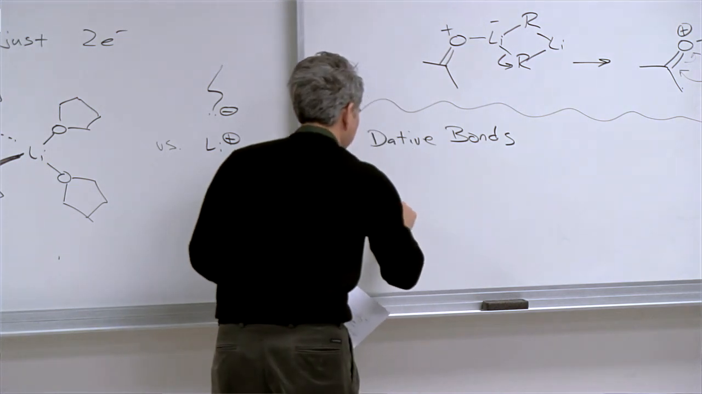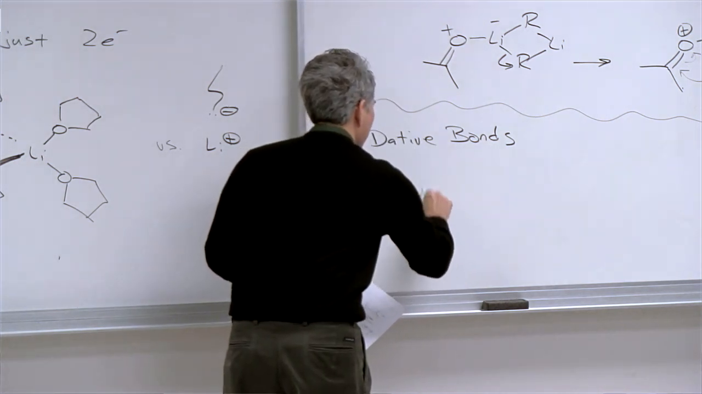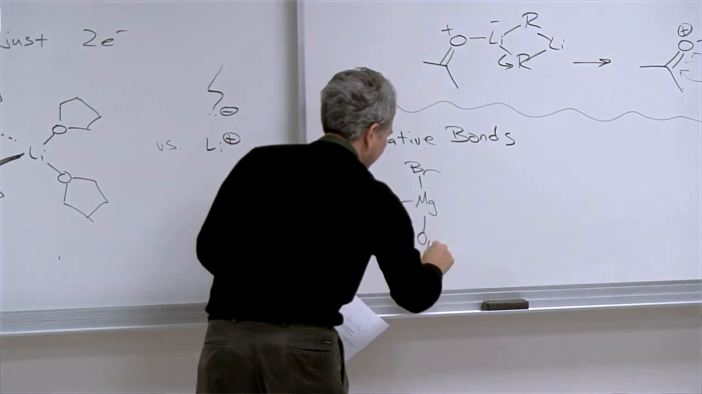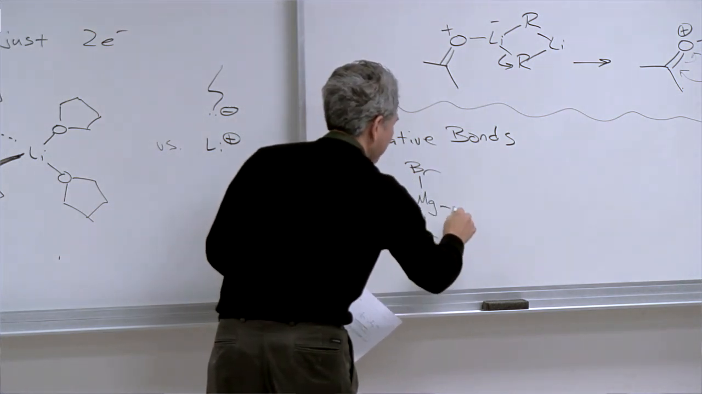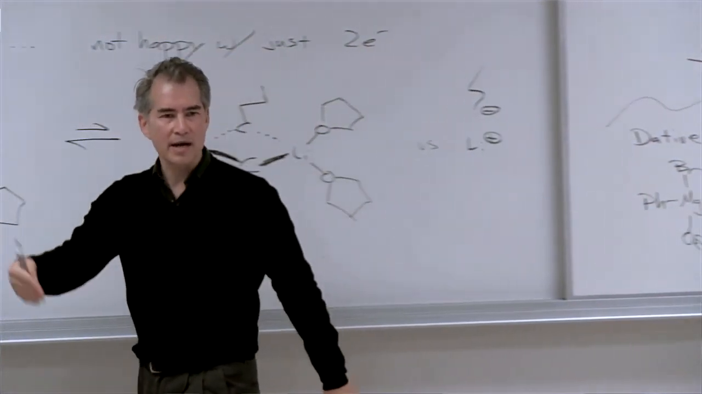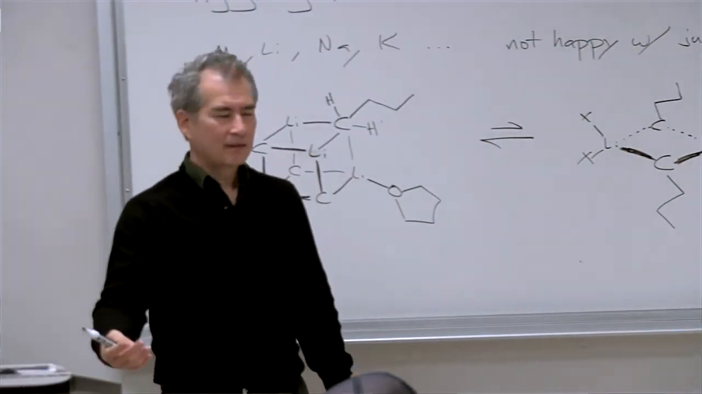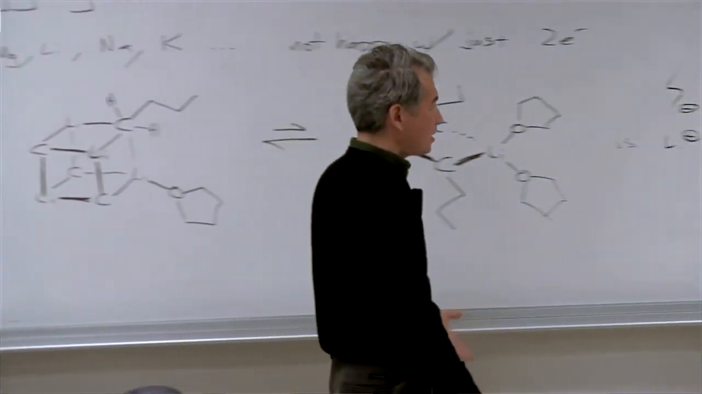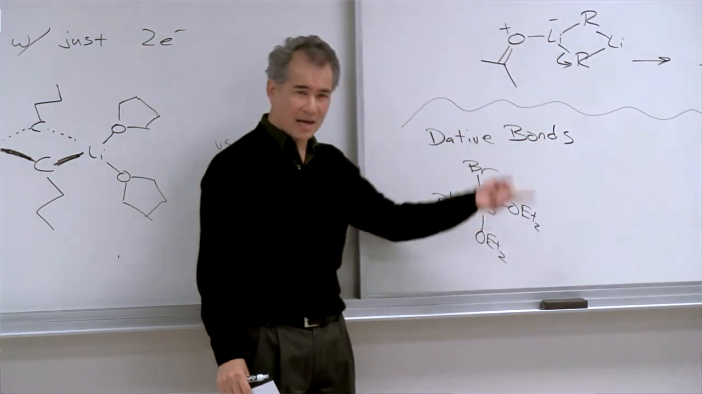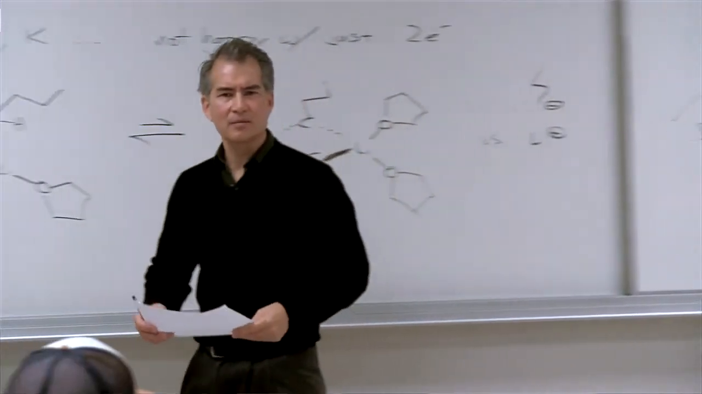So for example, if I draw a Grignard reagent like this, and I draw ether molecules on there that are coordinated. When you put Grignard reagents in ether, it's just like alkyl lithiums, they coordinate. The magnesium has ether molecules coordinated to it. And when I draw it like this, I'm using dative bonds. How do I know that those are dative bonds and not regular bonds?